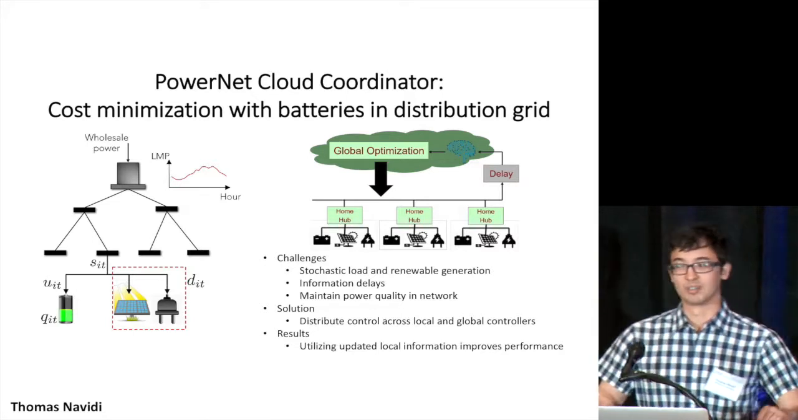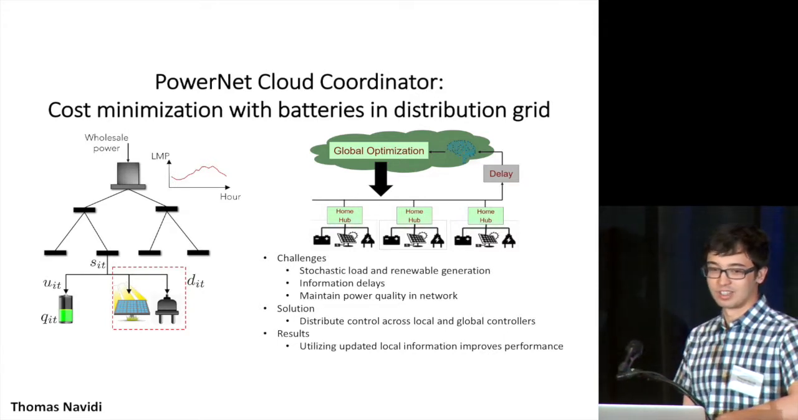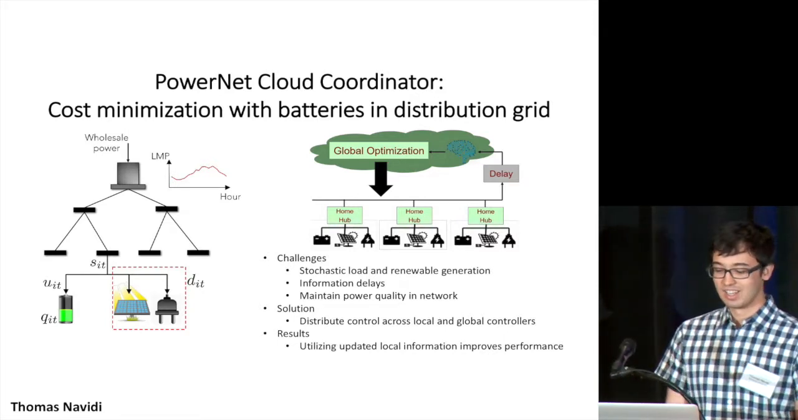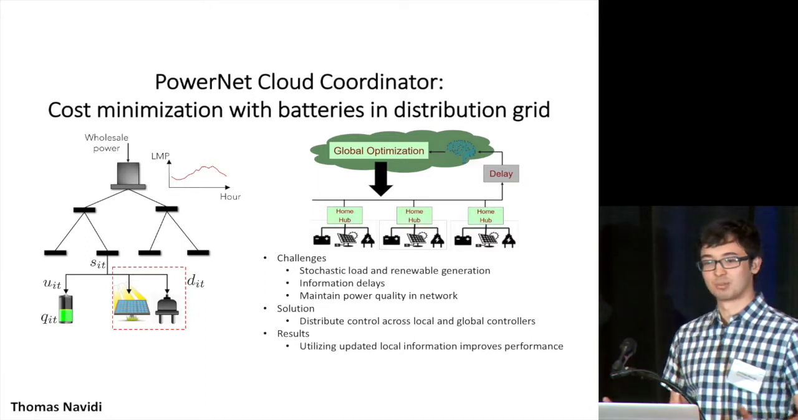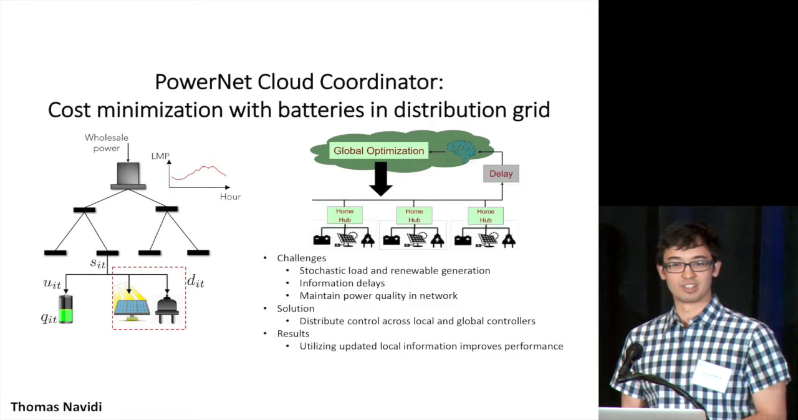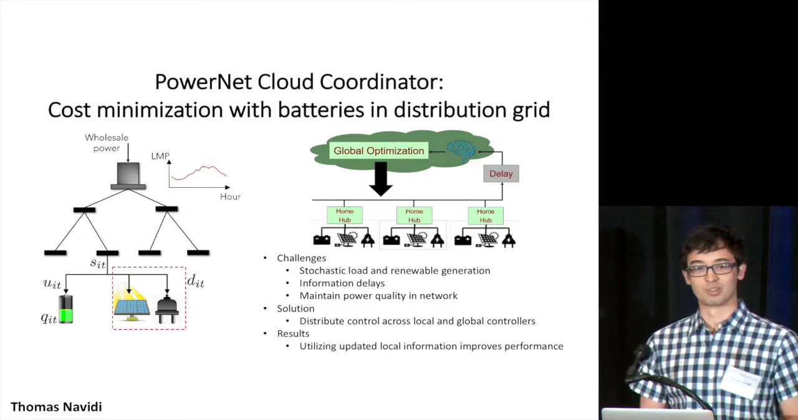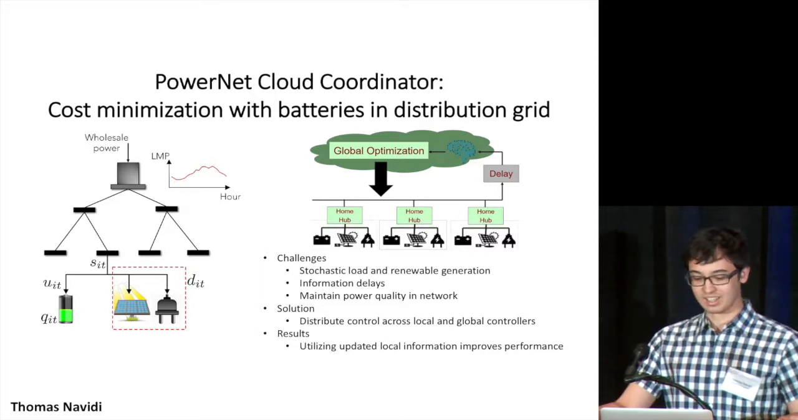Hi, so I'm working with the PowerNet project here at Stanford, and I'm going to be talking specifically about the cloud coordinator aspect. Basically the problem is we have a distribution network with distributed solar and battery storage resources. And the problem is, how do we optimize these storage resources in order to minimize the cost of operating this grid? And there's a lot of challenges in this problem.